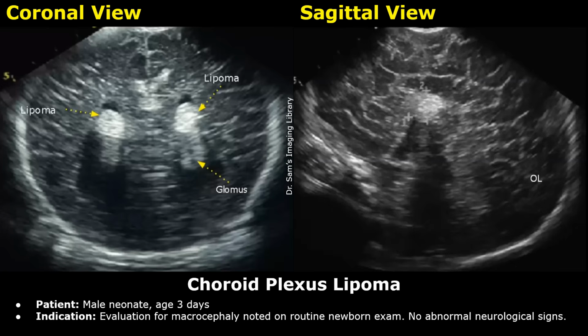Here's a case of bilateral choroid plexus lipoma, a rare benign congenital malformation. Patient is a neonate, age 3 days. Indication: evaluation for macrocephaly noted on routine newborn exam. No abnormal neurological signs.